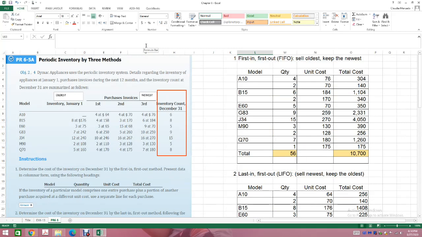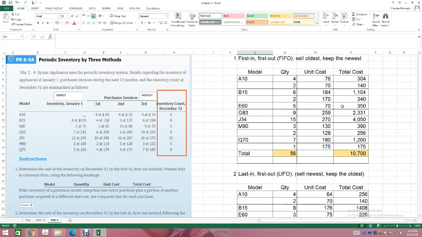Now, some of these businesses might have perishable items with expiration dates. Maybe technology, which is constantly evolving. You want to make sure that you always sell your oldest first and keep the newest. If you have a computer or a telephone, you don't want to sell the newest and keep the oldest, because the oldest are going to become obsolete and you're not going to be able to sell them. So depending on the type of industry that you have is maybe the method that you would choose.